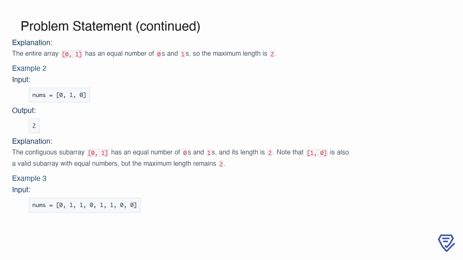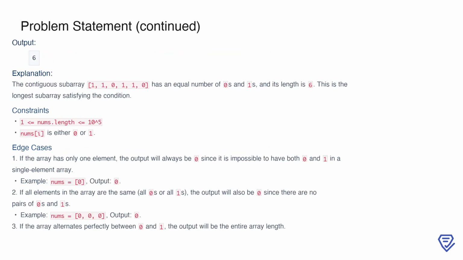Next, consider a slightly larger array, such as 0, 1, 1, 0, 1, 1, 0, 0. For the input 0, 1, 1, 0, 1, 1, 0, 0, the output is 6. This is because the subarray 1, 1, 0, 1, 1, 0 has an equal number of zeros and ones, and its length is 6, which is the longest subarray that satisfies the condition.